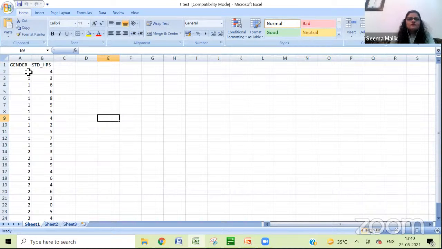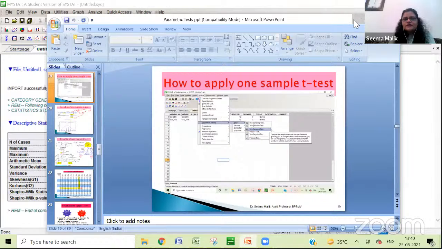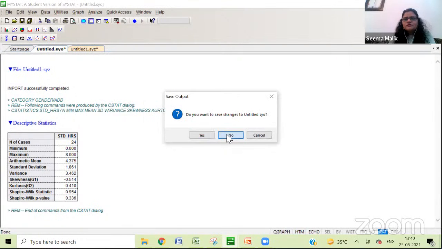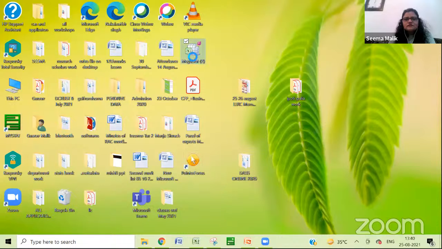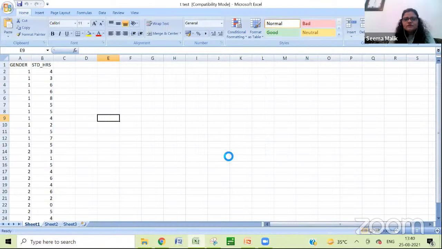Okay, so first of all, what I need to do is click on this. This is the sample file I have opened, and now I need to click on the MYSTAT. So I'm going to my desktop, and I'm clicking on this MYSTAT. Then I will have to click on enable macros. And along with this, I will have this add-ins option on my Excel file.